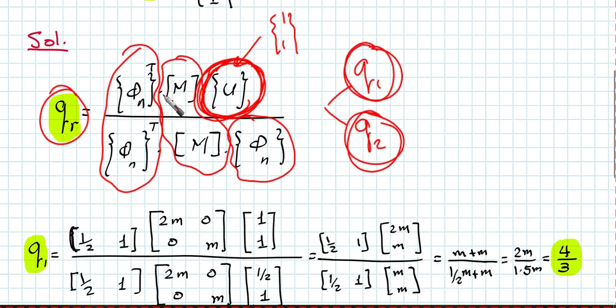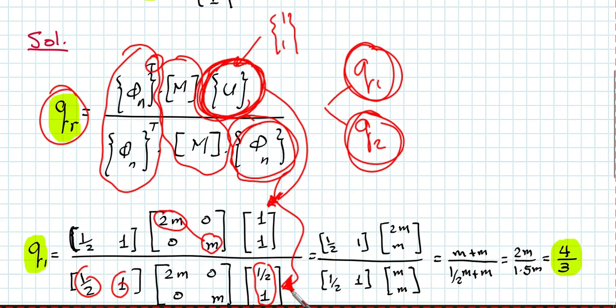So if we put it in terms of an equation, we have here Q1 equals phi n transpose, which is half and 1, because we said phi 1, the first mode shape, is half and 1, putting it like this as the vector. Then we have the mass matrix, which for 2 degrees of freedom has only the diagonal elements, 2m and m, while the off diagonals are zeros, as we know for the mass matrix. And then this is u, the response vector, 1 and 1, given for us. In the denominator we have the same phi n transpose, half and 1, the same mass matrix, and then half and 1 here, which is phi n.